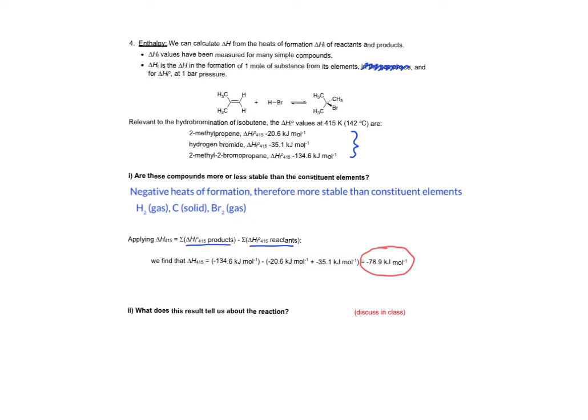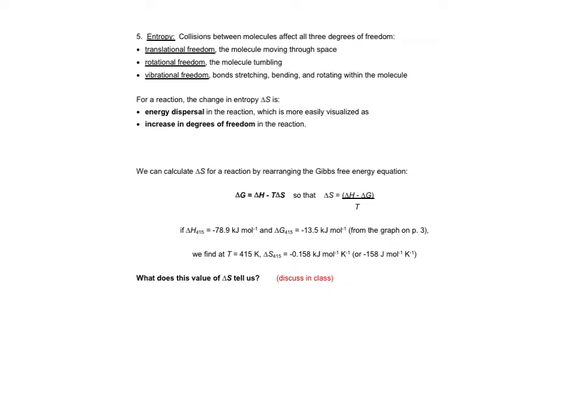Turning to the last page of the worksheet, this describes entropy in terms of energy dispersal arising from changes in 3 degrees of freedom: translational freedom, rotational freedom, which is tumbling, and vibrational freedom, which includes bond rotations as well as bond stretches and bends.